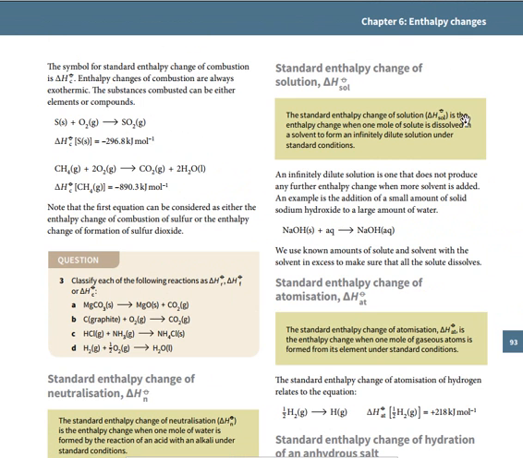The next one is standard enthalpy change of solution. Standard enthalpy change of solution is the enthalpy change when 1 mole of solute is dissolved in a solvent to form an infinitely dilute solution. So it is 1 mole of substance dissolving in a solvent with infinite dilution.